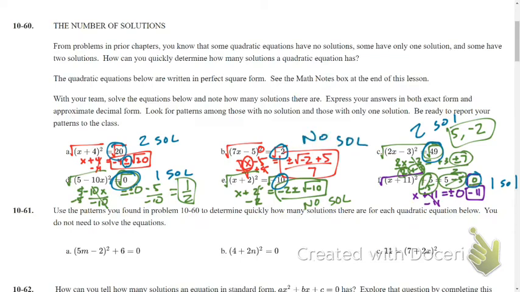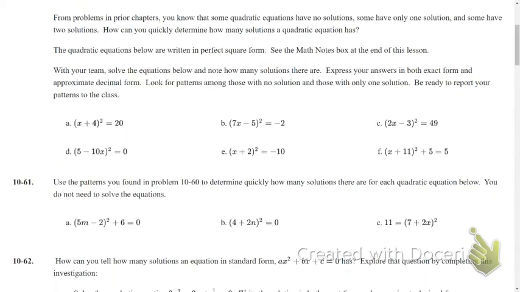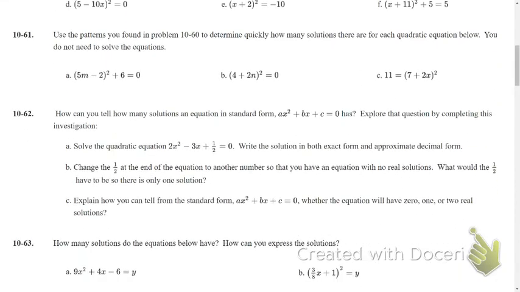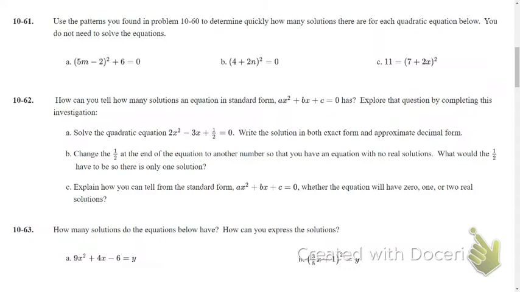Okay? That should have been the pattern that you could identify. So, moving on to 1-61, we're going to use those patterns again and quickly determine how many solutions each problem will have. It says you do not need to solve the equation. So don't solve it. Just real quickly, pause the video, figure out how many solutions this has.